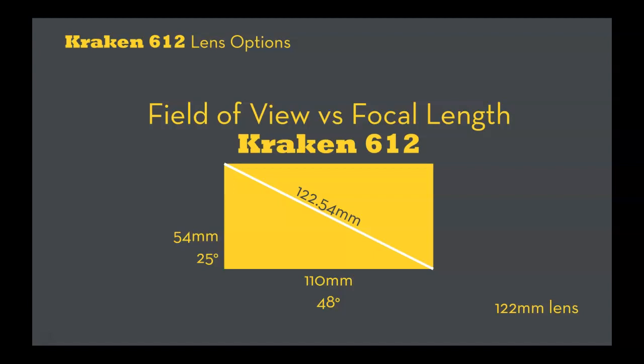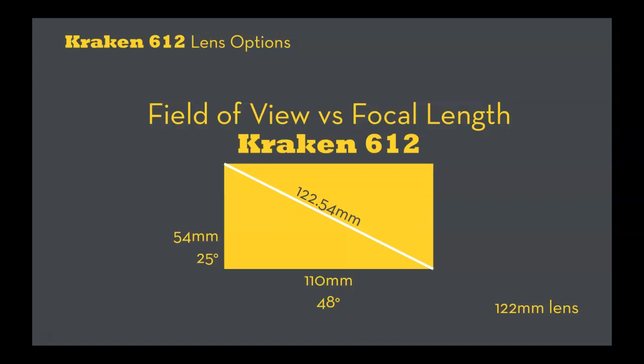So I went with a 54 millimeter top to bottom. And it's 110 millimeters wide, and that gives us plenty of room in between frames, so you'll never get an overlapped frame by accident with the Kraken. So that's the reason why I have 54 by 110.